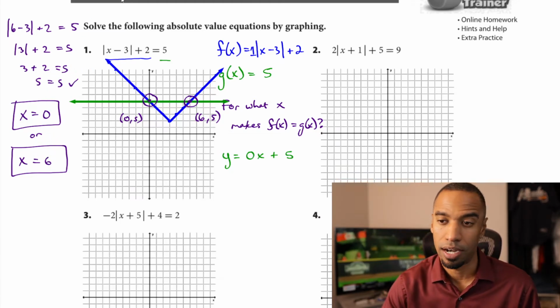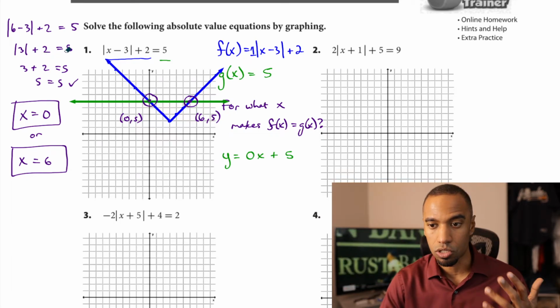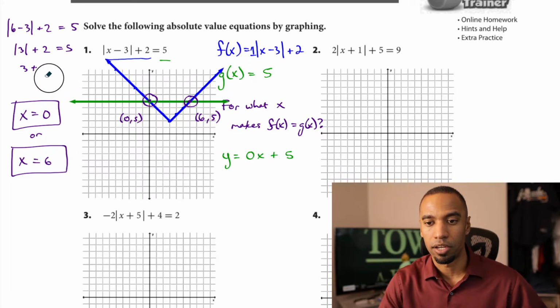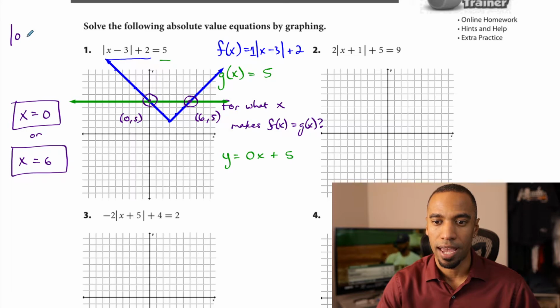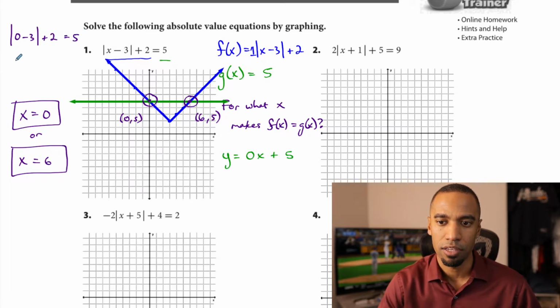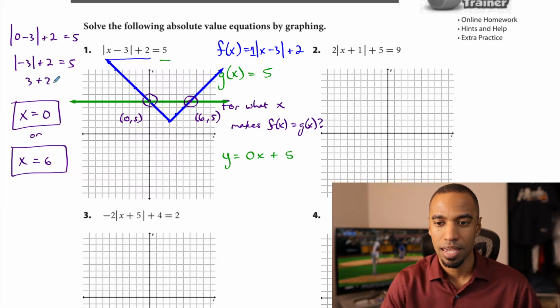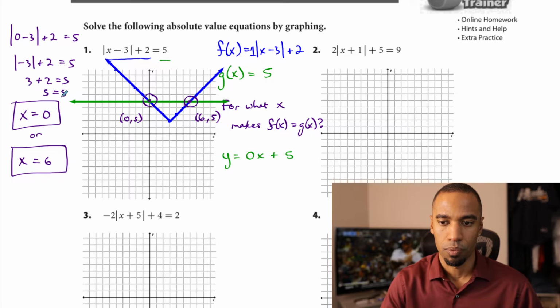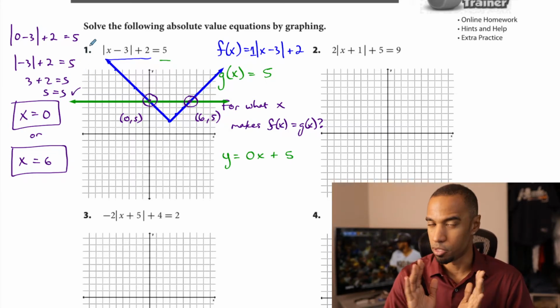And we're never going to use trial and error, guys. That's not a proper way of solving something algebraic. To solve an algebraic equation, we use either algebra or graphing. Here's the alternative. We substitute 0 for x. And you're like, how can there be more than one answer? Well, because the concept of absolute values is that you can take the absolute value of a negative number and you get the same thing as if you take the absolute value of its opposite, the positive. The absolute value of negative 3 is still 3. 3 plus 2 equals 5, therefore 5 equals 5, and it works out. So there's more than one answer in the majority of these.